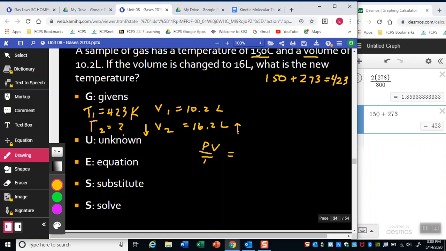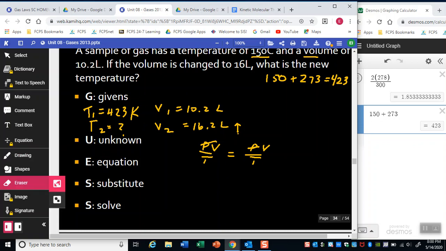PV over T equals PV over T. Now I don't know anything about the pressure, so I'm going to assume the pressure is constant, and I'll just look at my volume and temperature, and I can see that they're directly related. If the pressure is constant, they're directly related. So if the volume goes up, the temperature is going to go up. All right, so that's the equation.